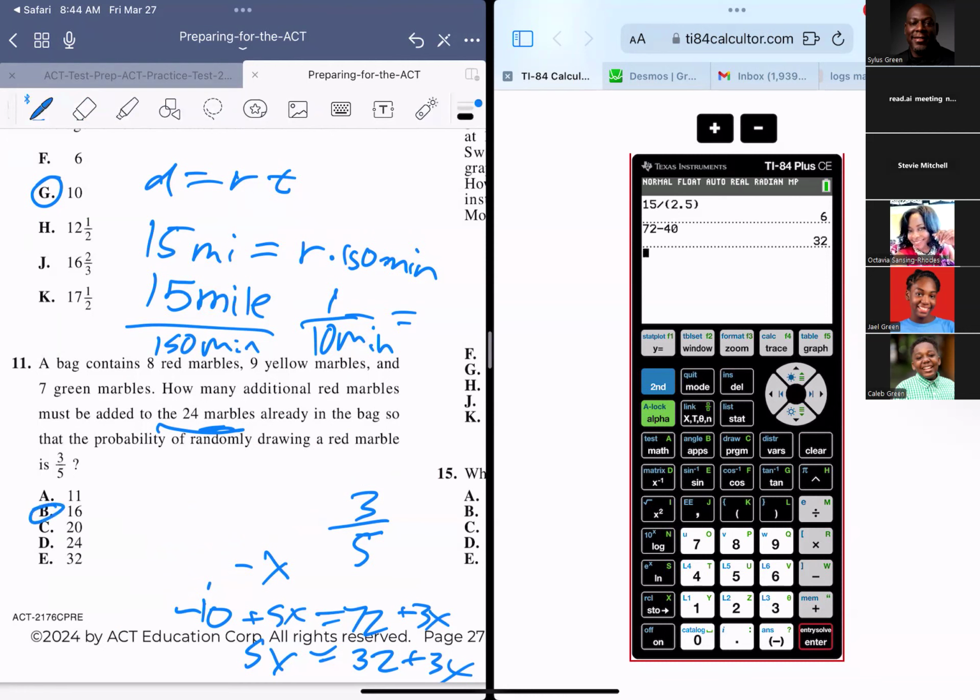Can you go over that one? You can just do the same thing, like 8 plus x over 24 plus x. If you were unsure about that answer, you can do 8 plus 16 in the calculator divided by 24 plus 16. That's 0.6, and that's equal to 3/5. But if you really wanted to make sure, use the math fraction function, that's 3/5.